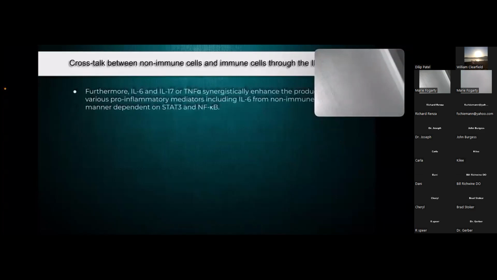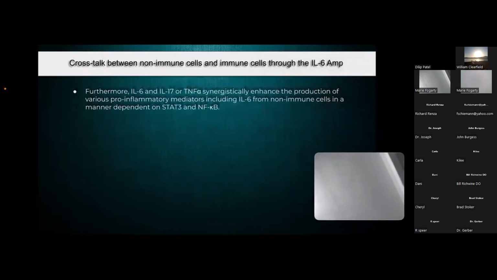Crosstalk between non-immune cells and immune cells through interleukin-6 amplification. Okay, so hopefully you're hanging with me. Try to keep this interesting. Just get the picture in your head. Furthermore, interleukin-6 and interleukin-17 or TNF-alpha synergistically enhance the production of various pro-inflammatory mediators, including interleukin-6, from non-immune cells in a manner dependent on STAT3 and NF-kappa beta.